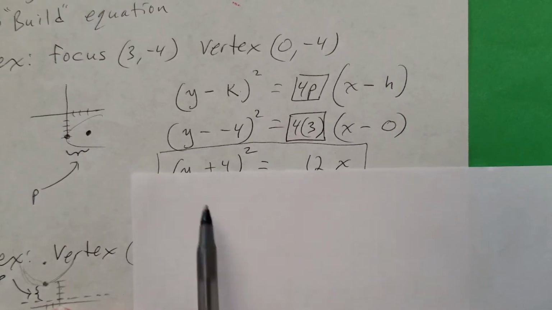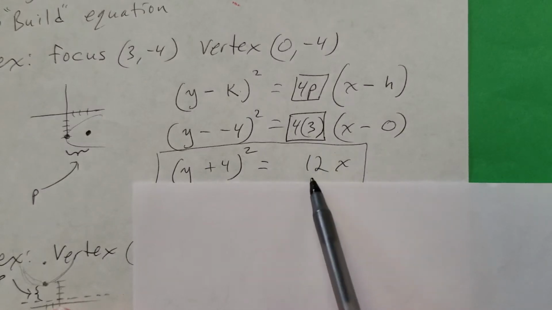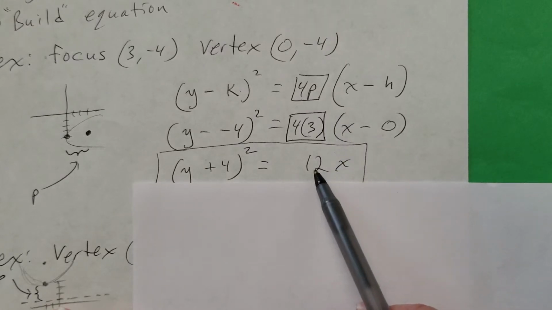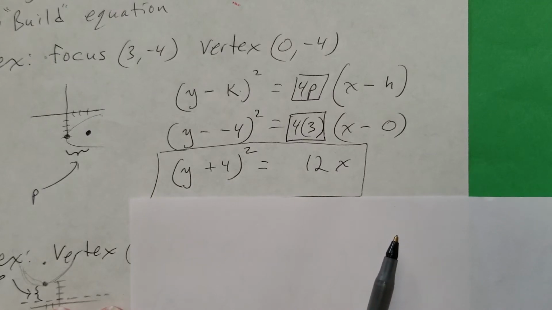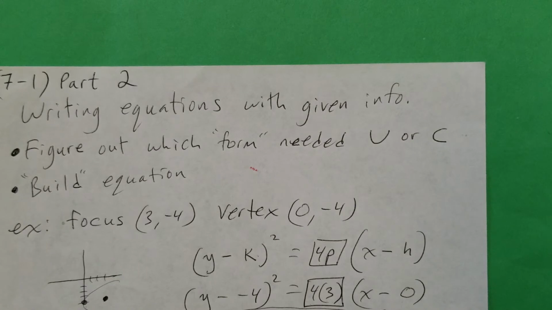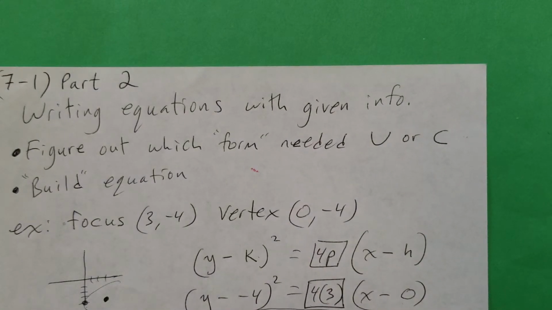This becomes y plus 4, right? This becomes 4 times 3 is 12. X minus 0, I guess you could leave it like that. You could write 12 times x minus 0, but x minus 0 is x. I'm done. Okay? So what did I do? They gave me information. From that information, I was able to write the equation.